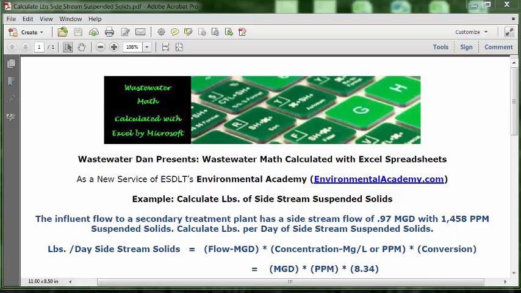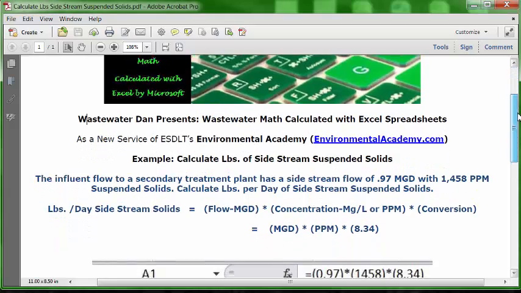So the formula reads like this: pounds per day of side stream solids equals flow in MGD times concentration in ppm times conversion factor. And therefore, the numbers as given to us in the problem can be inserted into the formula.